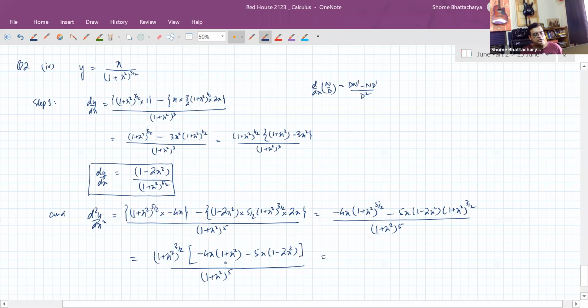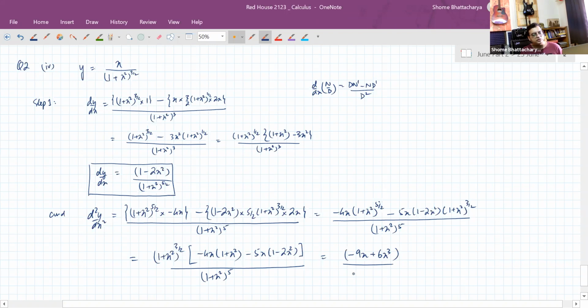So again, readjusting. You can see we have minus 4x minus 5x, so minus 9x. And minus 4x cube plus 10x cube, so plus 6x cube.